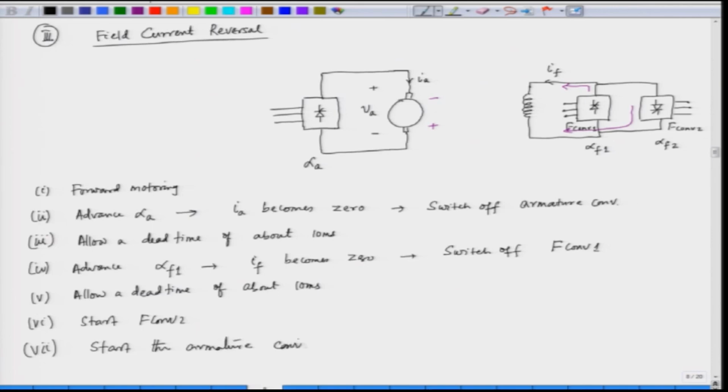So, this is how we go from forward motoring, forward braking and reverse motoring. So, the torque is negative now because the field current has reversed. So, this is one of the ways of going from one quadrant to the other quadrant.